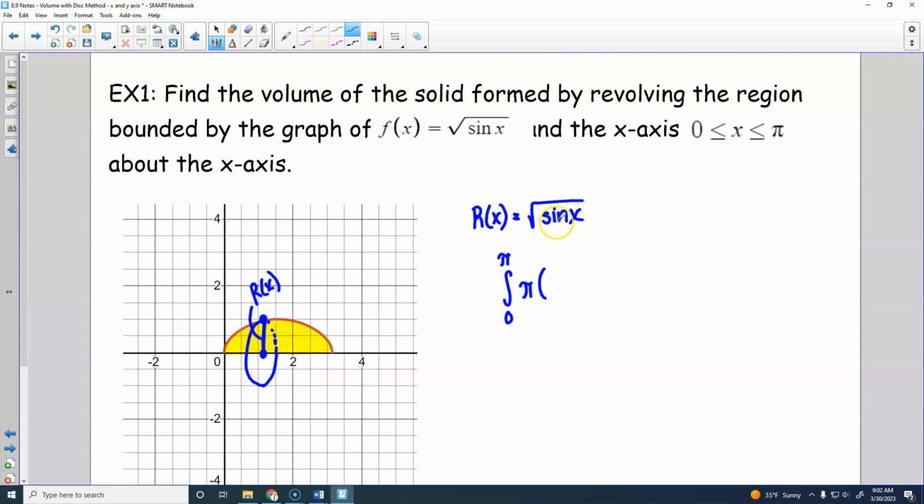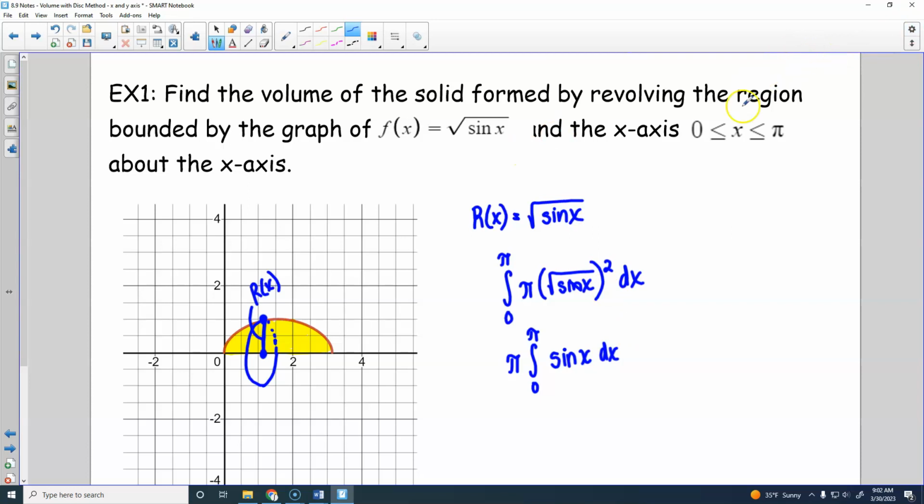So you got pi times this capital R squared, and this will be in terms of x, so put a dx here. And again, that pi can go on the inside or the outside. It's part of the equation for a circle, so pi r squared. I'm going to pull it on the outside now. We're integrating from 0 to pi, and then square root of sine of x squared is just sine of x dx.